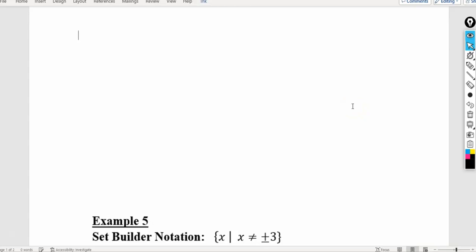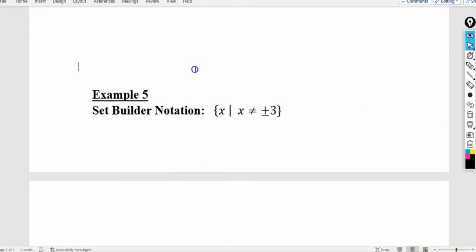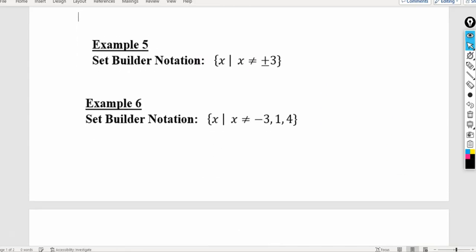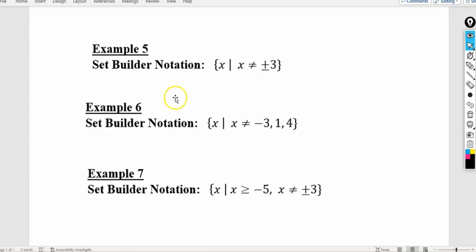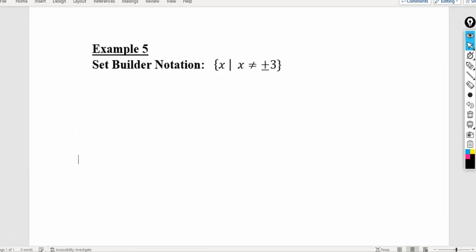Get rid of that. Let's go down to here. Okay, now, what's this one telling us? This is saying x can be any real number as long as it's not plus or minus 3. So in longhand, x can be anything as long as x is not -3 and x is not +3.